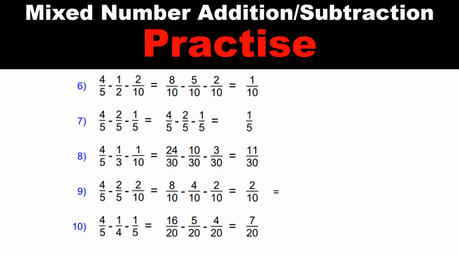Now, 1/10, we can't simplify that, no common factor. 1/5 can't be simplified either. 11/30, we can't simplify either. 2/10, however, I can divide both top and bottom by 2, so that's 1/5. As 7/20, we cannot simplify.